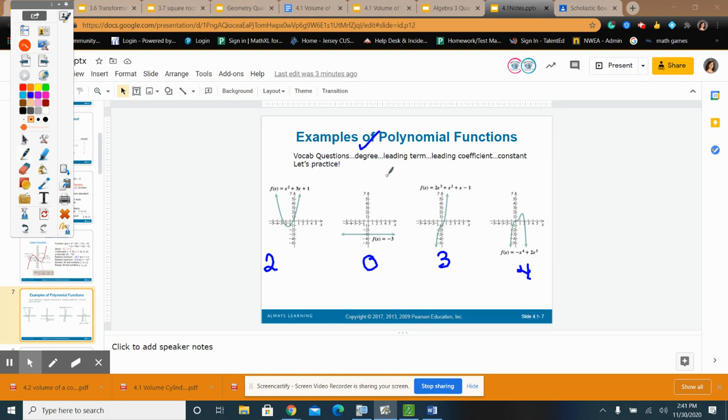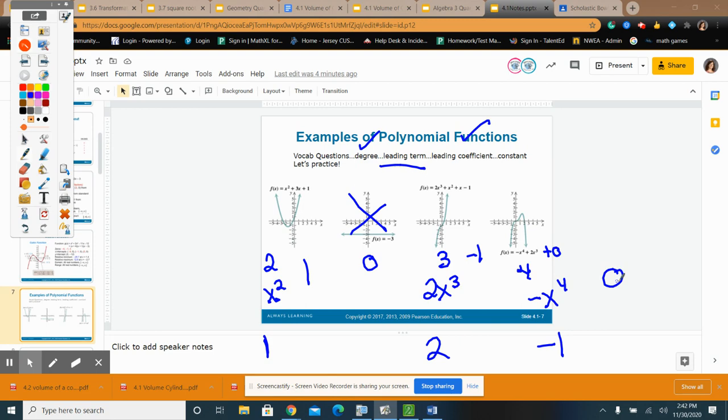It's the highest exponent. Now, all the rest of them, we're going to skip this one because it's kind of confusing. Leading term is the whole first piece. So for here, it would be x squared. This would be 2x cubed. And this guy would be negative x to the fourth. How do you find the leading coefficient? That's just the number in front of the leading term. So this would be 1, this would be 2, and this would be negative 1. And the constant is the number at the end, which would be 1 here. It would be negative 1 here. And this one, there's actually a plus 0 at the end. So the constant would just be 0.